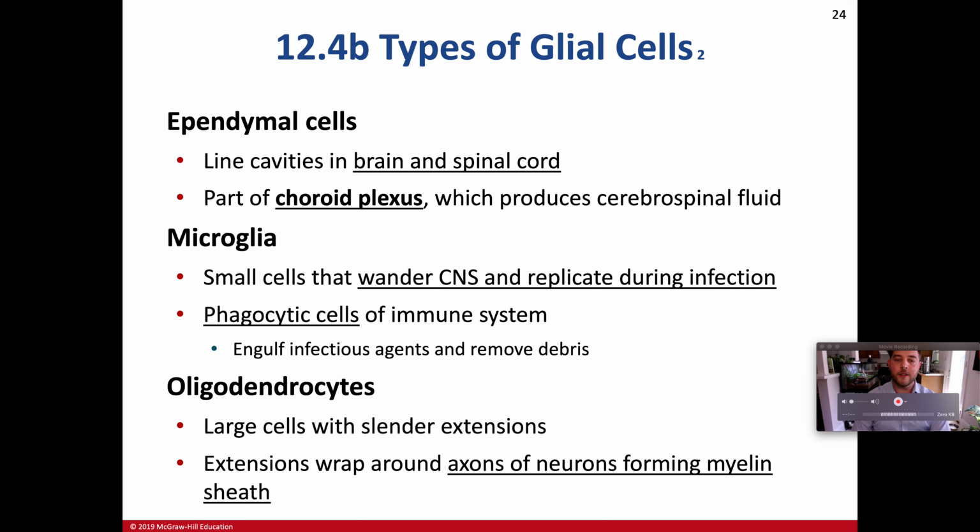Your microglia, these are immune cells. These are phagocytic immune cells that circulate through your CNS and perform an immune function. They're going to eat infectious agents. And then your oligodendrocytes. These are large cells with slender extensions that are going to wrap around axons and form myelin sheaths. So we'll see that there's another type of cell for the PNS. So these, again, are just CNS cells.